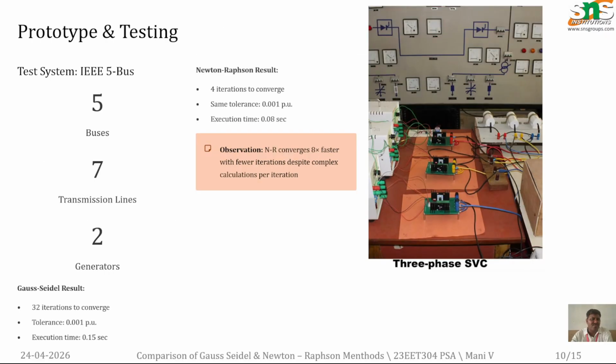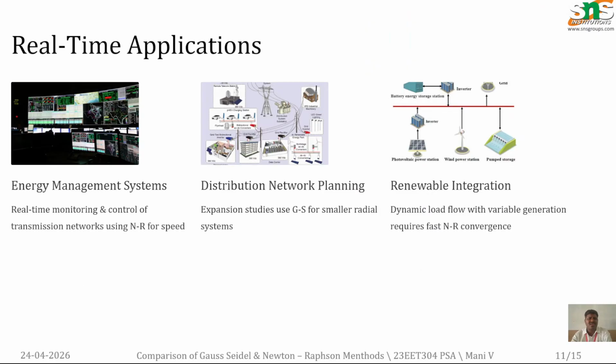We can take the IEEE 5-bus system, and out of the 5 buses, 2 are generator buses. For the Gauss-Seidel, there are 32 iterations in order to converge, and the tolerance level, execution time, everything can be calculated. Similarly, for the Newton-Raphson, it requires only 4 iterations, the tolerance is the same, and the execution time is given.